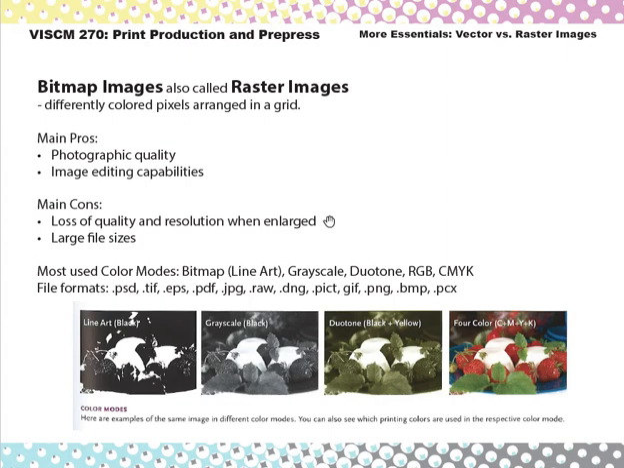Okay, so raster images, also called bitmap, is basically pixels arranged on a grid. The main benefits of this are that you get photographic quality, and you get image editing capabilities, color correction, that sort of stuff. The cons are that you get really large file sizes with bigger photos, and if you try to enlarge them, you can have loss of quality through resolution.